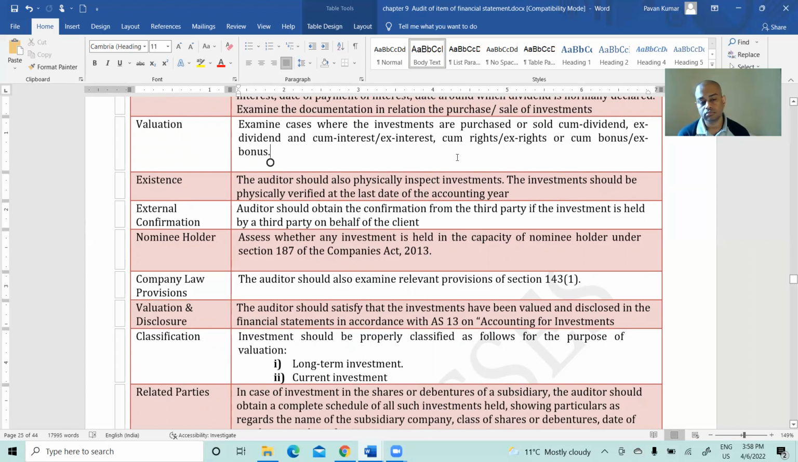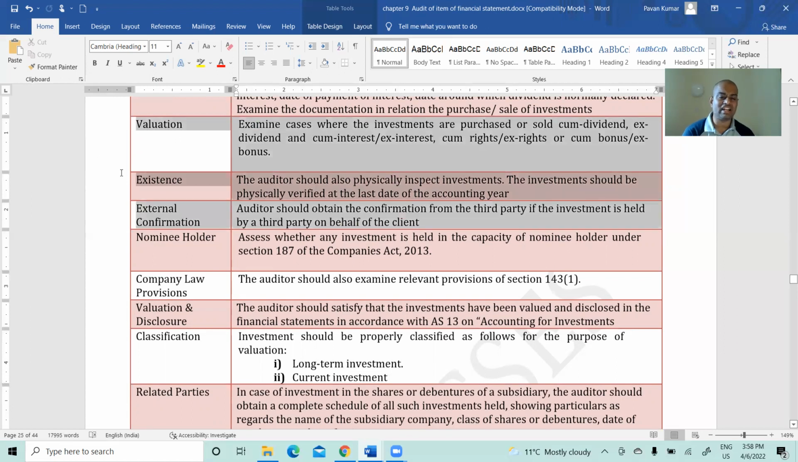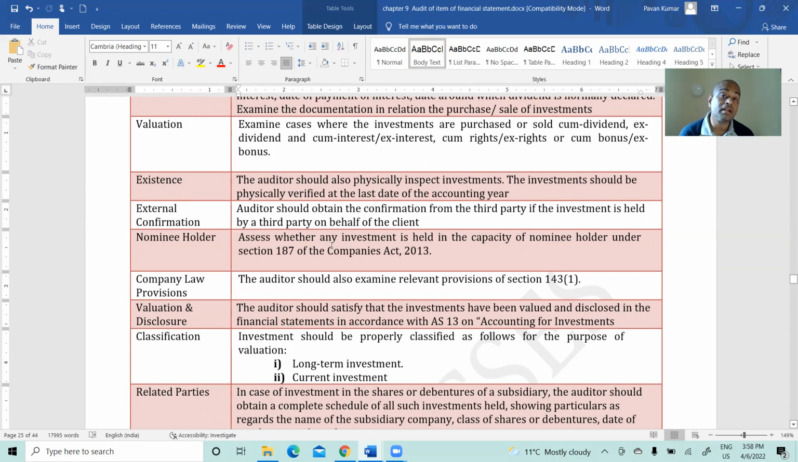Existence. The auditor should also physically inspect investments. Investments should be physically verified at the last date of the accounting year. So these 2 points are there now. If investment is held physically, verify investment certificate. If investment is with third party for safe custody like a bank locker, you have to obtain confirmation from the banker. These two are actually outdated points, but still in study material, still it is there. Next, continue.